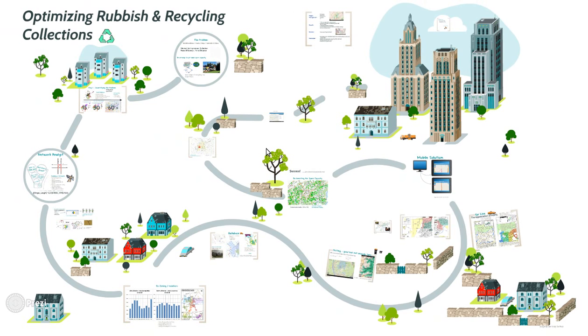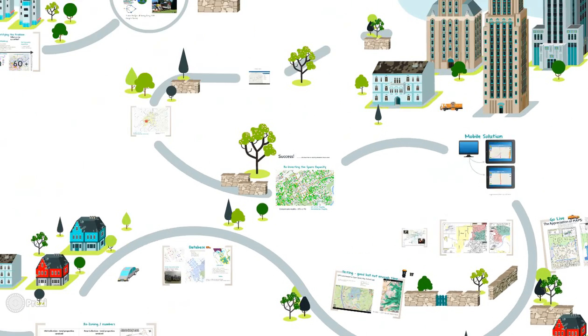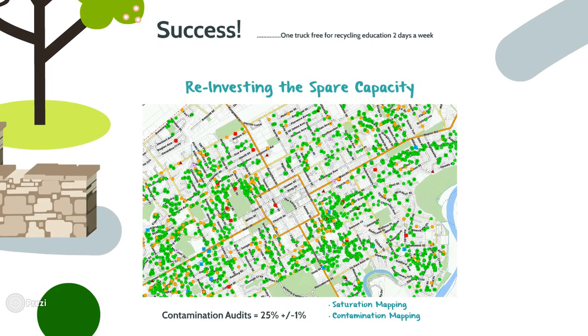And here we come back to an overview. The reason being is at this point we can really claim some kind of success. If you think back to the beginning of this, I said that the goal was to not buy another truck, and actually we've done more. We've actually spared up capacity. We now have one truck available 2 days a week that we need to really reinvest.